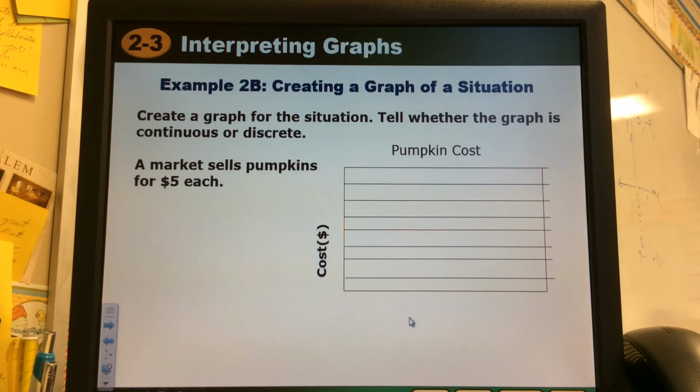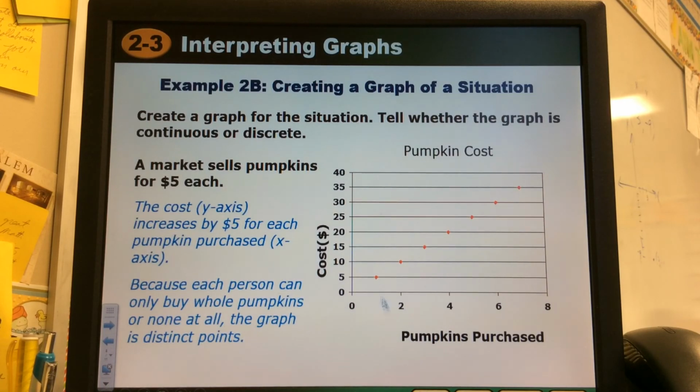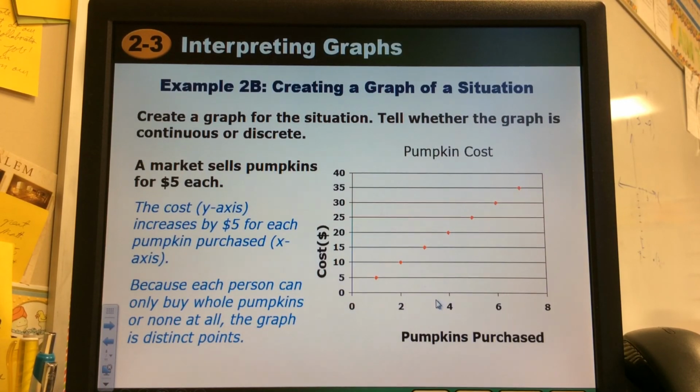All right, so if you've come back now, you could sell 1 pumpkin, 2 pumpkins, 4 pumpkins, 6 pumpkins, 8. You could also sell 1 here, 2, 3, 4, 5, and so on. So if they're $5 each, if you don't buy any, that's going to be 0. If you buy 1, it's $5, 2, 10, 3, 15, and so on.